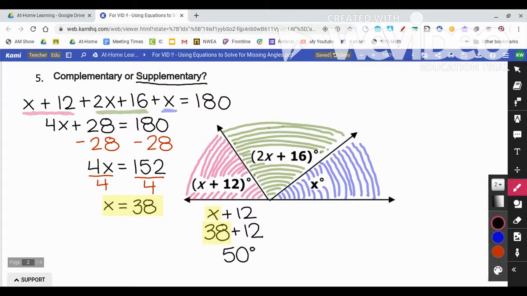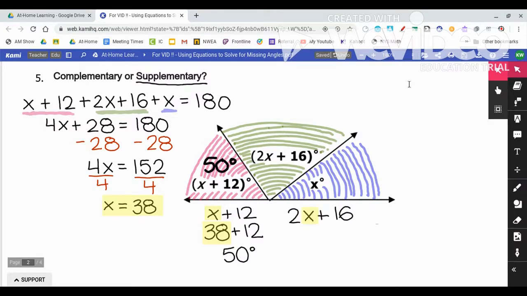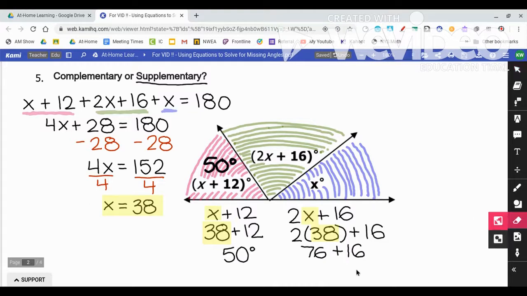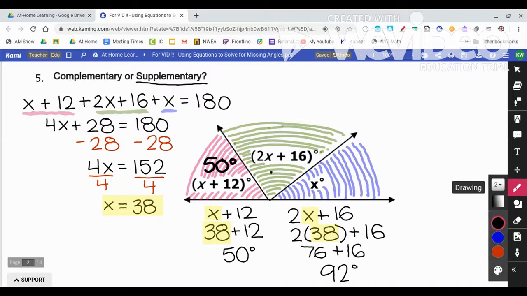So my red angle, I did 38 plus 12, and I found out my red angle is 50 degrees. For my green angle, I'm going to do 2 times 38 plus 16, and I find that my green angle is 92 degrees. Then the blue angle is super easy. The blue angle is just x degrees. And if x is 38, that means the blue angle is just 38 degrees.